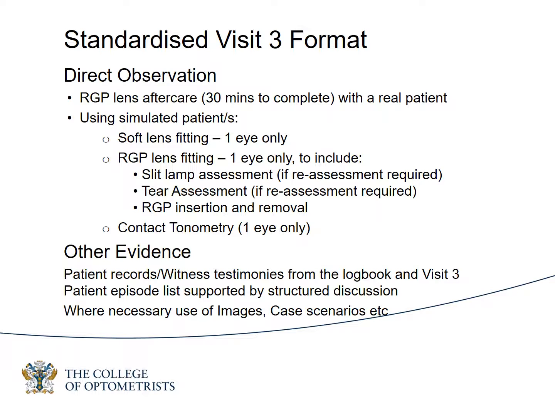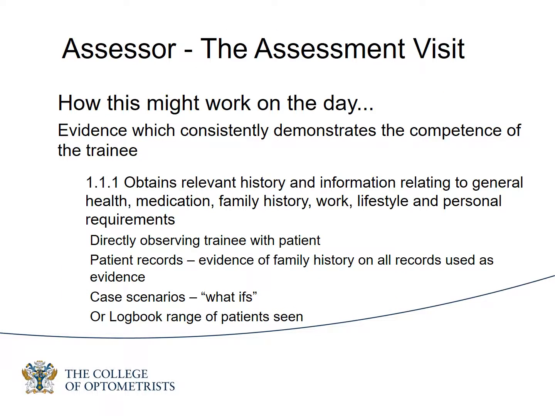So just to give you an idea of how this might work on the day then. So 1.1.1, that's the element of competence there. So I'm going to see the trainee do a sight test and a contact lens aftercare in visit 2. So I've got direct observation evidence. And then I'm going to look at the patient records and I will get further evidence from all those records. And actually, with just those 2, I might not do anything more. I might have enough evidence from that. If I need something else, then maybe I'll come up with a case scenario. So what if you heard this in the history? Or I might look for other evidence in other ways.